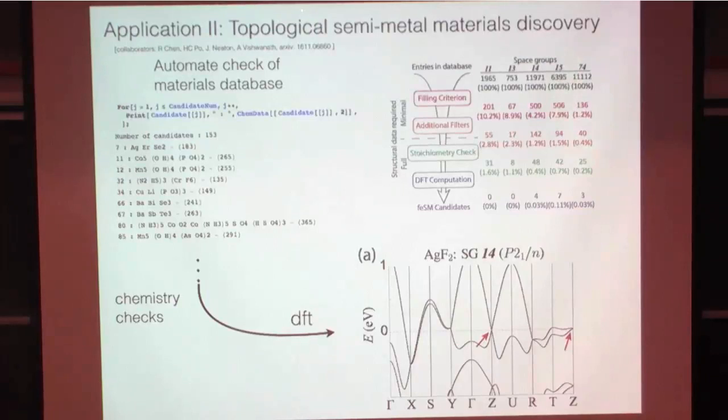So let's look, for instance, at space group 14. If you look in a database, there's 12,000 known materials with space group 14. And the filling criteria predicts that 500 of these could be these Dirac semimetals. So that was narrowing down by a factor of 20. The simple chemistry checks narrow it down by another factor of 10. And when they do DFT, 1/10 of those, like this material here, are actually new candidates to be Dirac semimetals. So the convenient thing here is they only had to do DFT on 50 materials rather than 12,000.